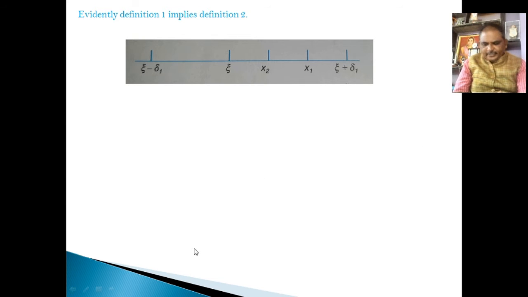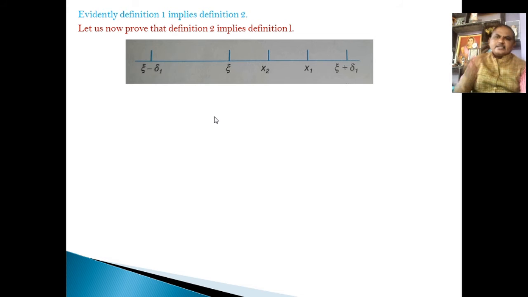Following these two definitions, definition 1 evidently implies definition 2. By the first definition, every neighborhood of xi contains an infinite number of members of S, which means at least one member in every neighborhood of xi other than xi. Therefore, definition 1 implies definition 2. But let us now prove that definition 2 implies definition 1.